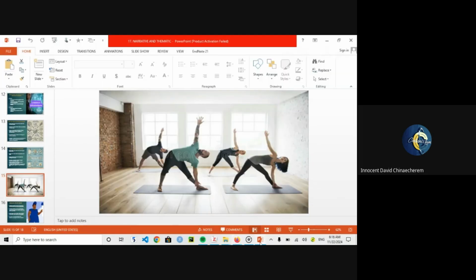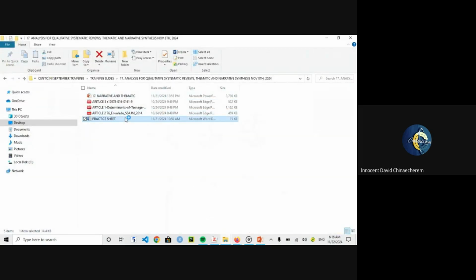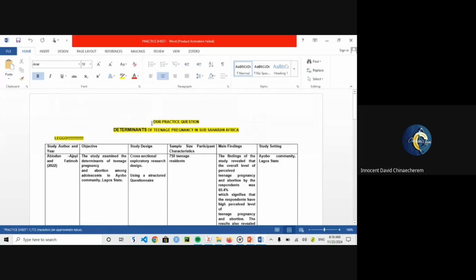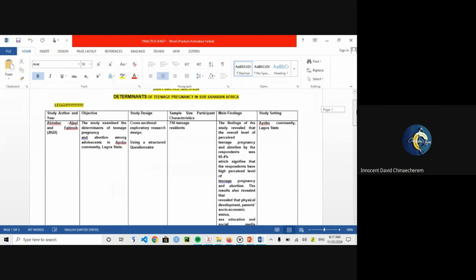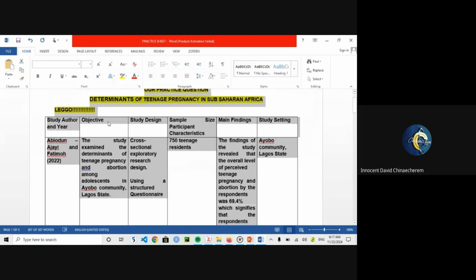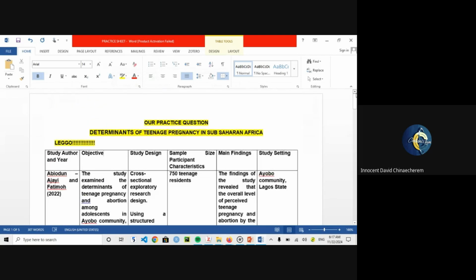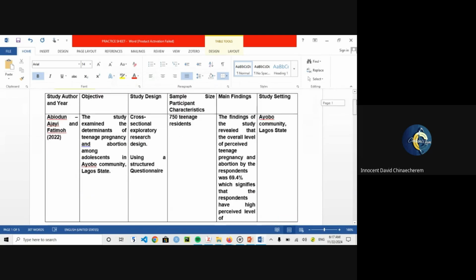So to get us started, the first thing we're going to do is return to our practice text. Remember that we have our research question that we talked about, which we are already using to work on determinants of teenage pregnancy in sub-Saharan Africa. And if you can recall, in our previous session, we already discussed in our data extraction how we can get our table on characteristics of included studies.